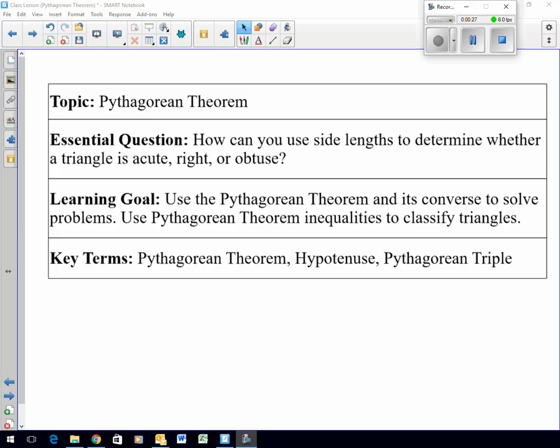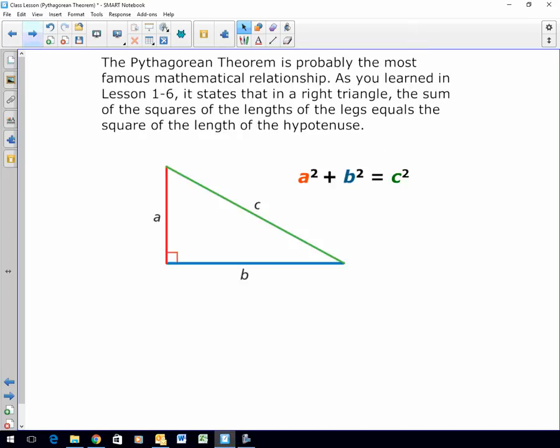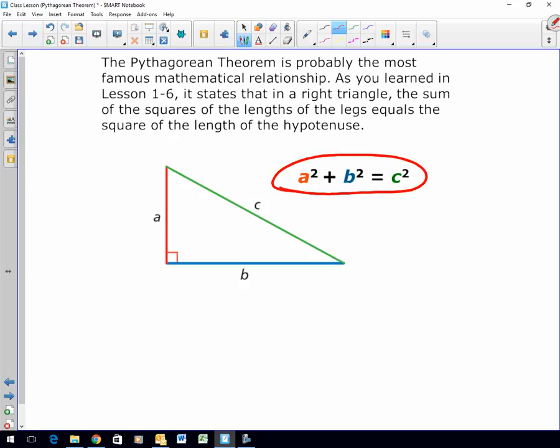All right, so let's write this down first, though. You definitely need to write this: a squared plus b squared equals c squared. This is the Pythagorean theorem. That's all that you have to worry about writing down. That's the formula. It's probably the most famous mathematical relationship.